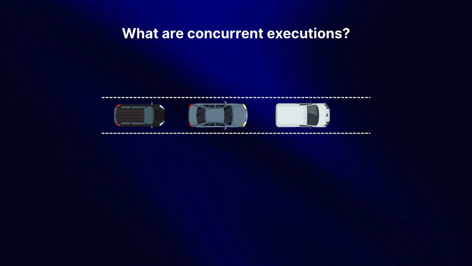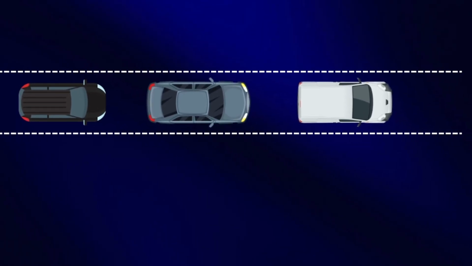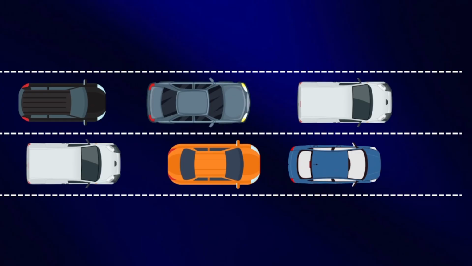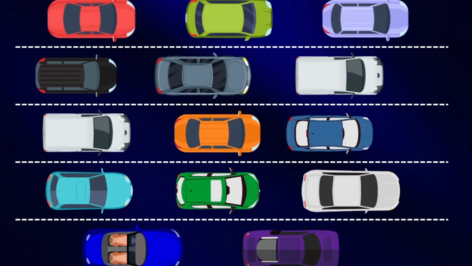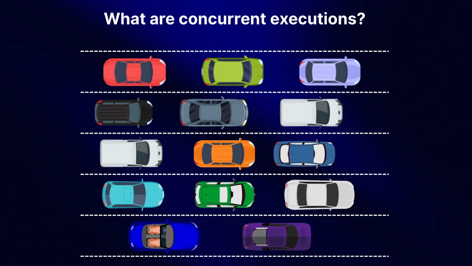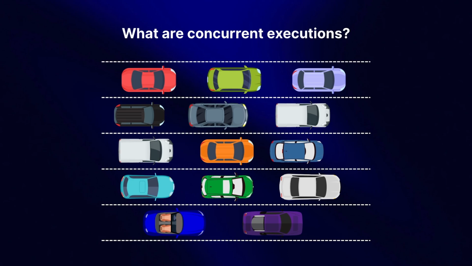Think of it as cars on the highway. If the highway or the road is just one lane, you can only run 1 execution at a time. But if you had 2 lanes, then you could have 2 executions running at a time. 3 lanes, 3 executions, and 5 lanes, 5 concurrent executions. So imagine concurrency as an extra lane on your highway.